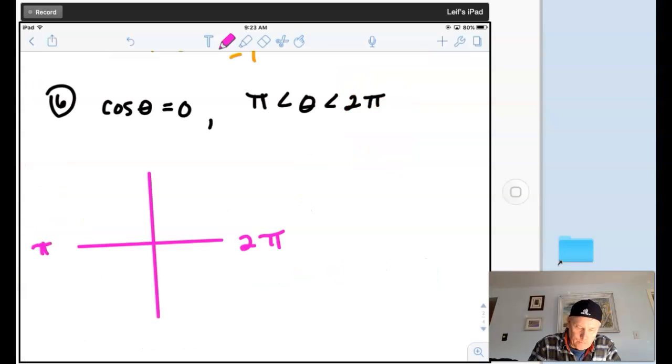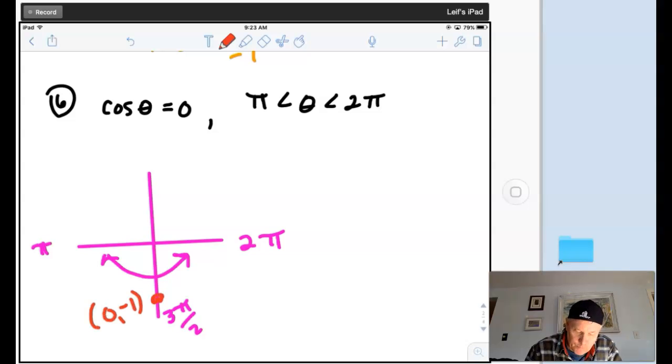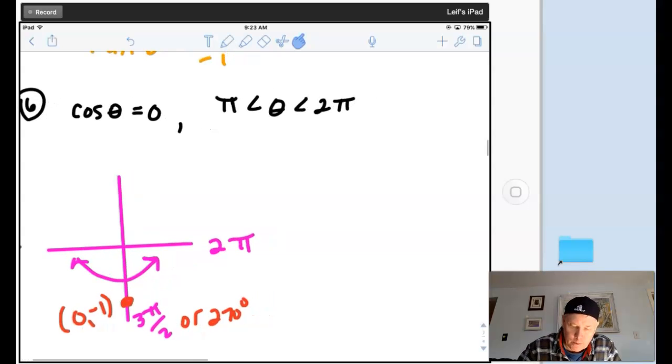All right, next one. So here's pi, here's 2 pi, which means the cosine of 0 is between those two, so it's somewhere between here and here. This is 3 pi over 2, and remember, I'm looking at coordinates here on the unit circle when I see those zeros and ones. So that point is 0, -1, which means cosine is the x-coordinate, so that's the one I'm looking for, which is 3 pi over 2 or 270 degrees. We'll do the 270 degrees. I know you guys are still getting used to the radians thing.